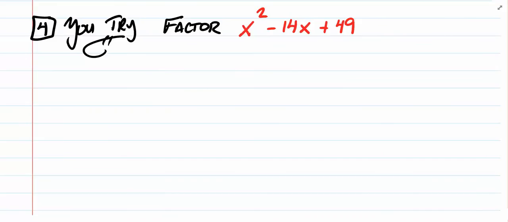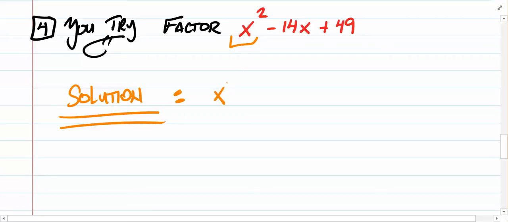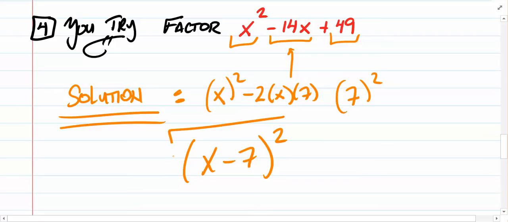Box number 4 is a you try. Go ahead and recognize that this is a perfect square trinomial. See if you can factor it. Hopefully you got the right answer, but here you go. Noticing that this is a perfect square, so this is going to be an x quantity squared. Noticing that this is the number 7 quantity squared. And I could write this number as a negative 2 times x times 7. Yep, that gives me the negative 14x. So therefore, the answer should be x minus 7 quantity squared.